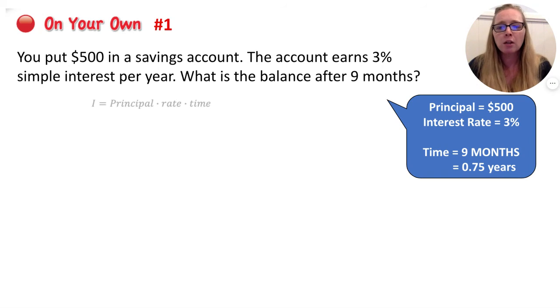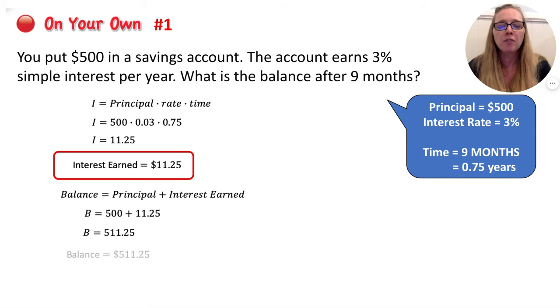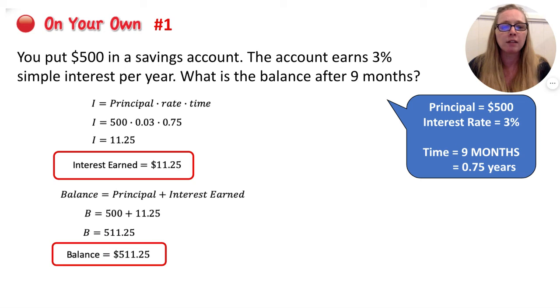So let's plug those numbers into our formula. Since we're finding the interest earned, we will just multiply those numbers to get 11.25. This tells you the amount of interest that you've earned, but we were asked for the balance. So now we need to think about, okay, that means on top of our principal, we have earned interest, so our balance is $511.25.